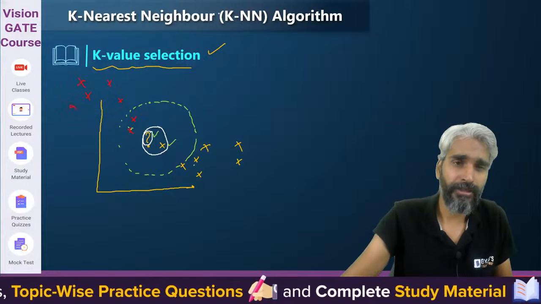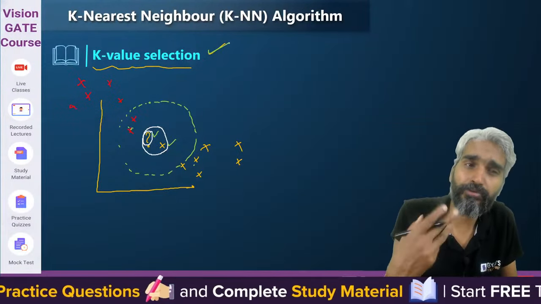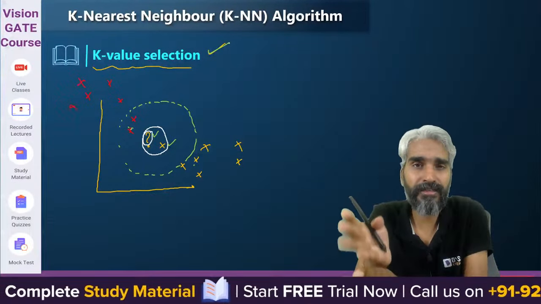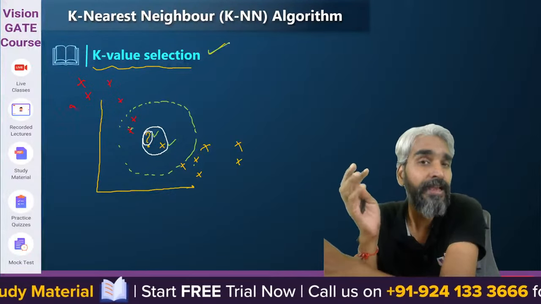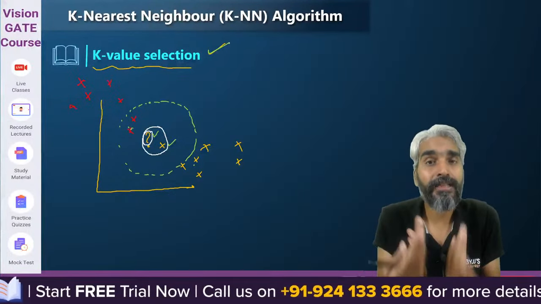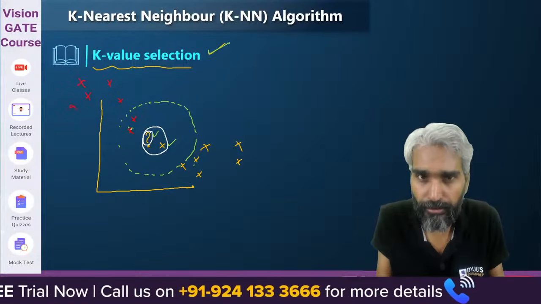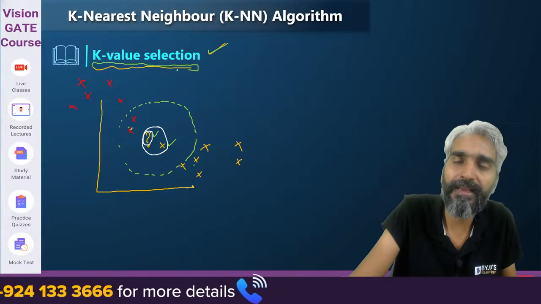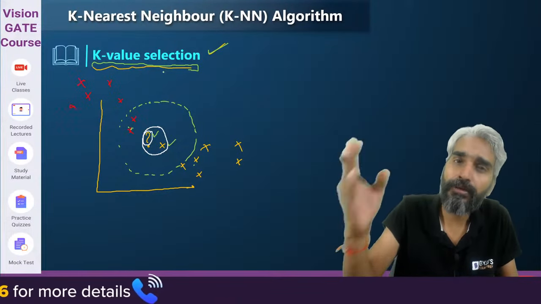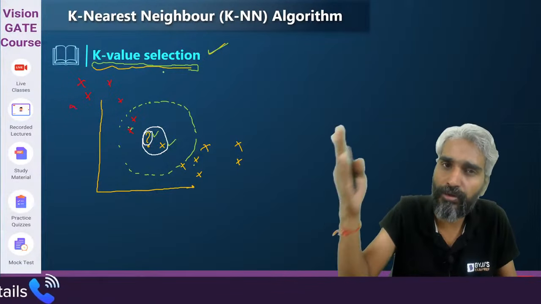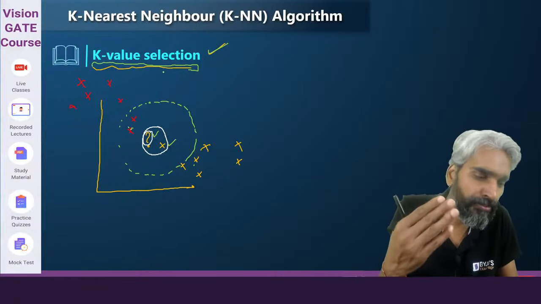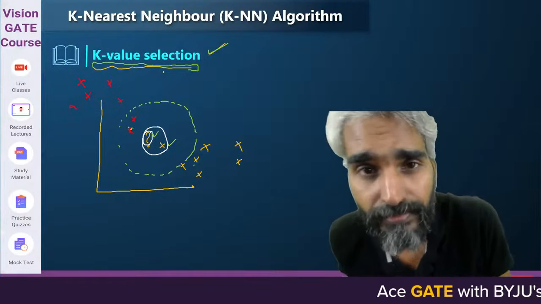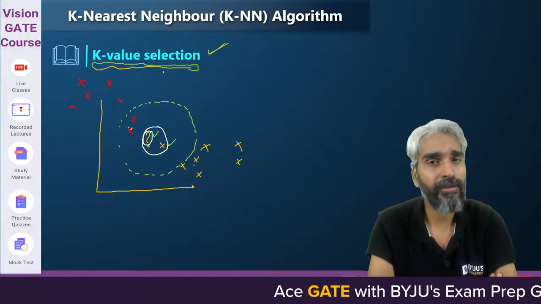Clear? So k value selection is very important, but in order to select the k value, you can run the algorithm with different values of k and check which one is producing the most accurate result. Whichever k value is producing the best result, you can use that particular k value in that specific case.